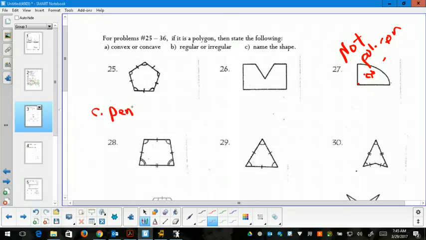Yes, the Pentagon is shaped just like this in Washington, D.C. Is this one regular or irregular? It is regular because all sides are equal and all angles are equal. So it is regular and it is convex. How do I know if it's convex?